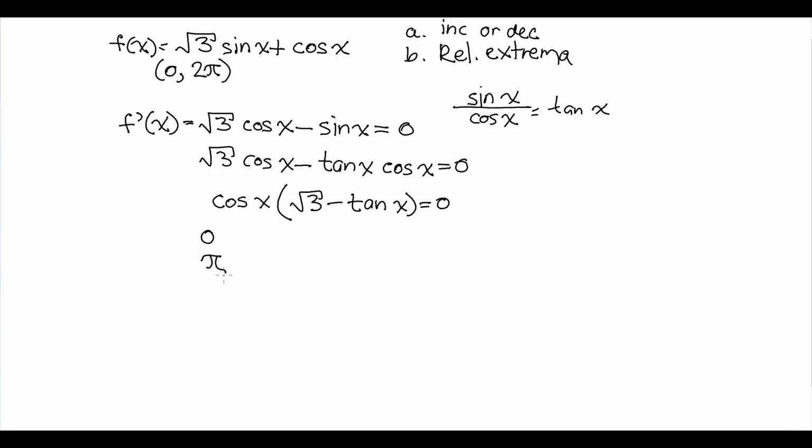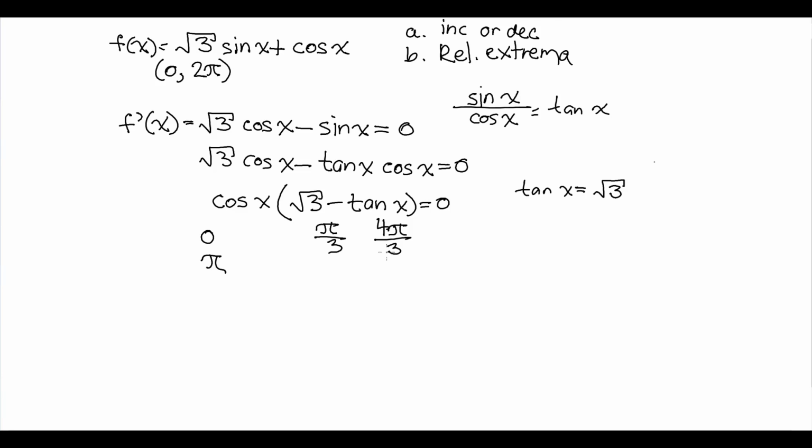Or we'd look at the second factor. We want to find where tangent of x equals positive root 3. That occurs at pi over 3, not 2 pi over 3, because that's negative. The tangent of 2 pi over 3 is negative root 3. But 4 pi over 3 works. Yes, 4 pi over 3 does work.